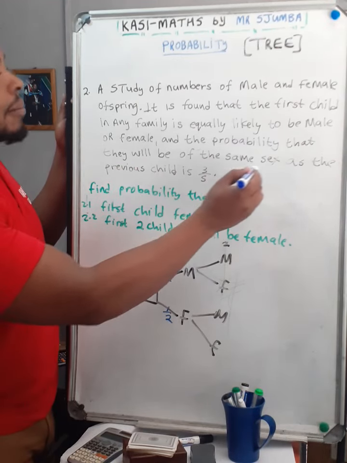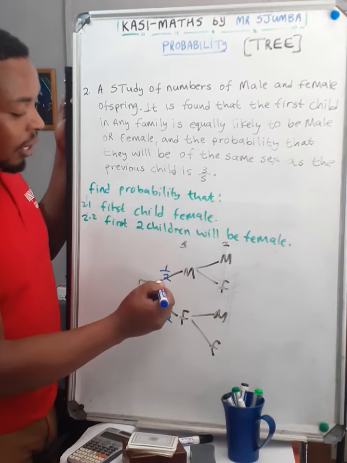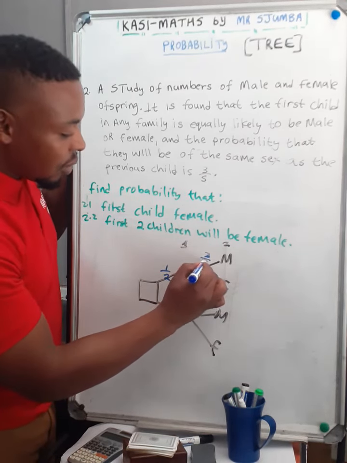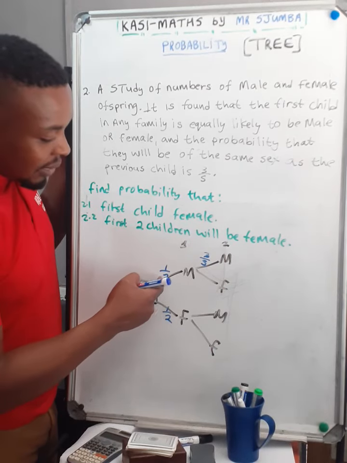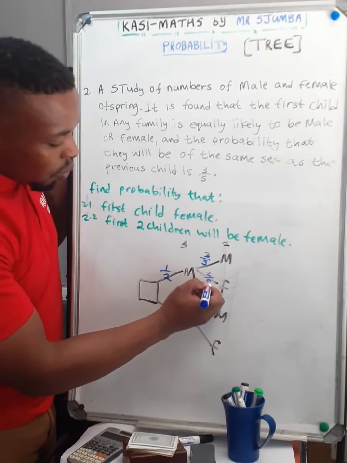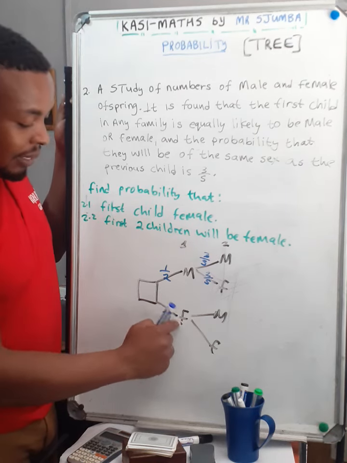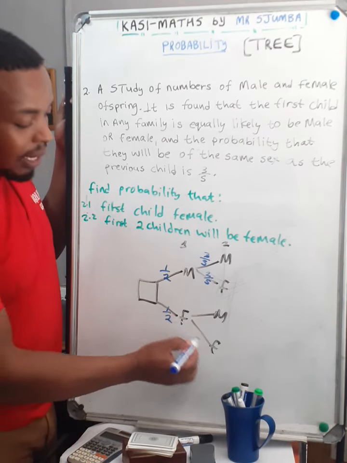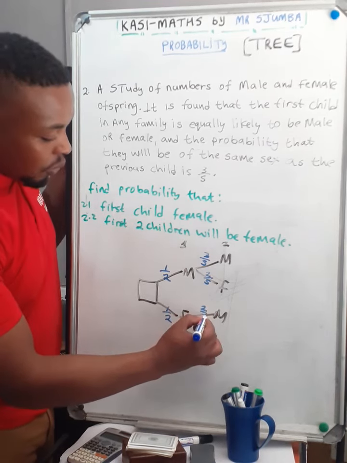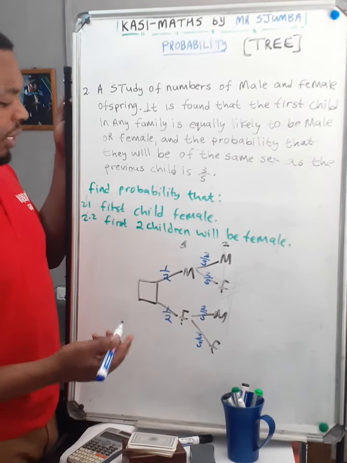So now the probability that they will be of the same sex as the previous child is 3 over 5. So same sex will be 3 over 5. Since this one is male, it's going to be 3 over 5, so we must subtract from 1, and the other will be 2 over 5. Since this is female, also same sex, this one will be 3 over 5, and this one will be 2 over 5. So that is going to make 1. Right. So this is how we draw a tree diagram.